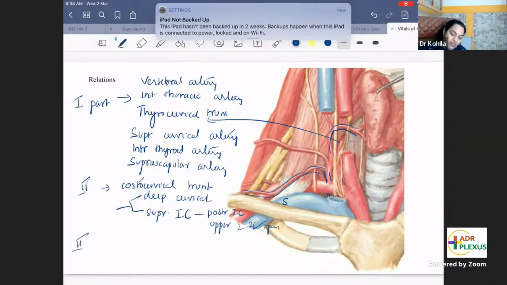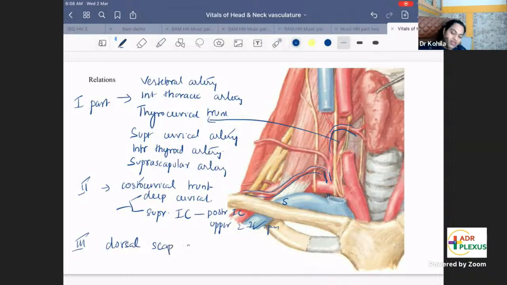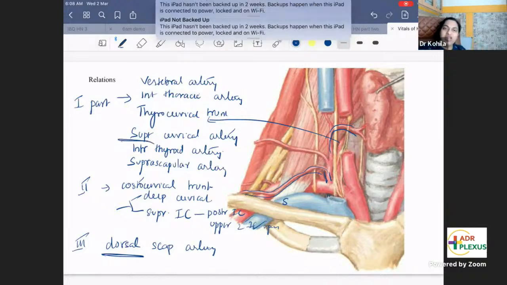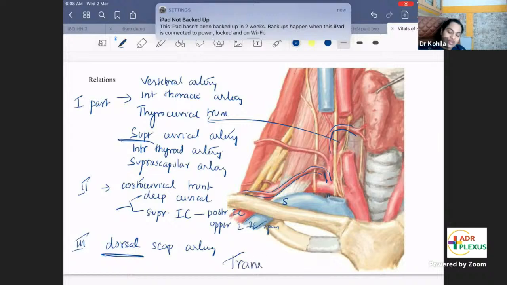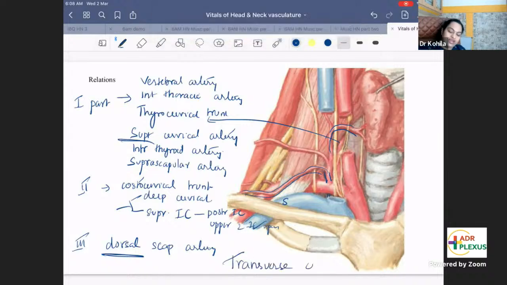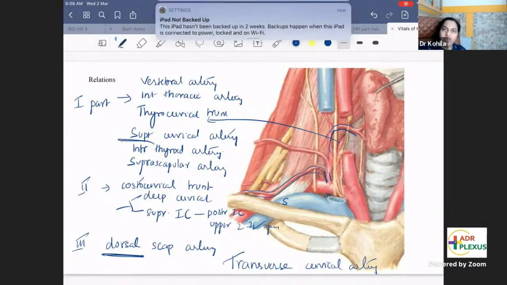Okay, and from the third part, you get the dorsal scapular artery. Sometimes this dorsal scapular artery and the superficial cervical artery arise as one common trunk that you'll call the transverse cervical artery. So if you get to see this term transverse cervical artery, and you don't get to see the term dorsal scapular artery, you should understand. Okay, so that's it with the branches of the subclavian artery.